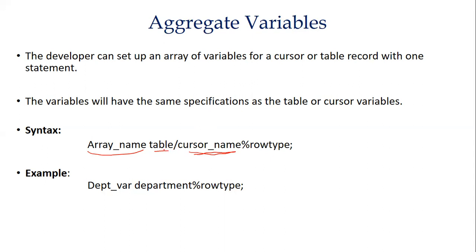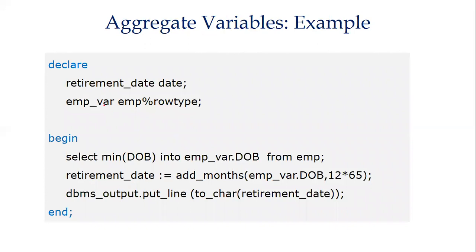So array name, here we have to specify the table, and then here you have to see that it is a row type. It means it will fetch the type of all the columns automatically. For example, department pair. This is fetching data from the department table, so one row can be stored in this department variable. Right? So this is an example for this.